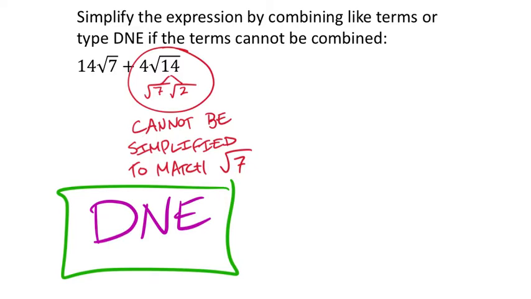So the way that this would need to be changed is if you had 4 times the square root of 28, then you could have simplified the square root of 28 into 2 times the square root of 7, and then you could have combined those. But 14 is no good.